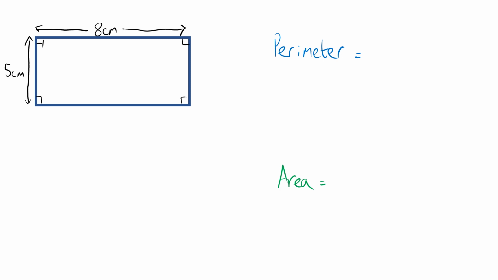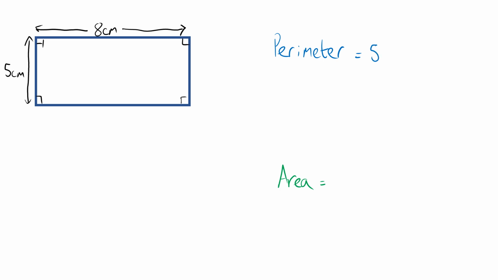Hello, today we're going to have a look at perimeter and area of rectangles and also triangles. So we'll start off with rectangles. The word perimeter means to measure around the outside of the shape, okay? So to do that, we are going to add the lengths of all the sides.